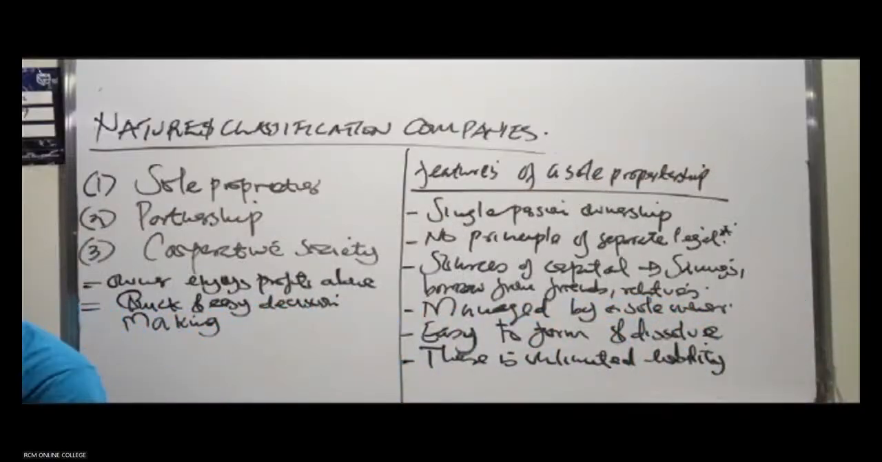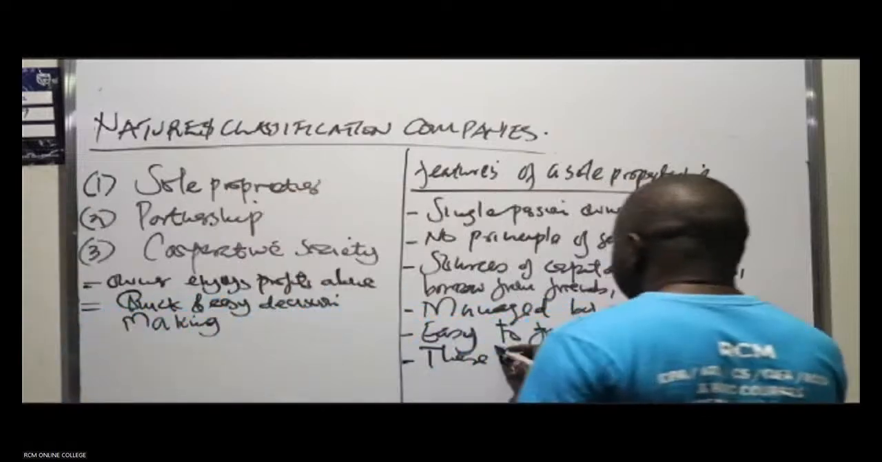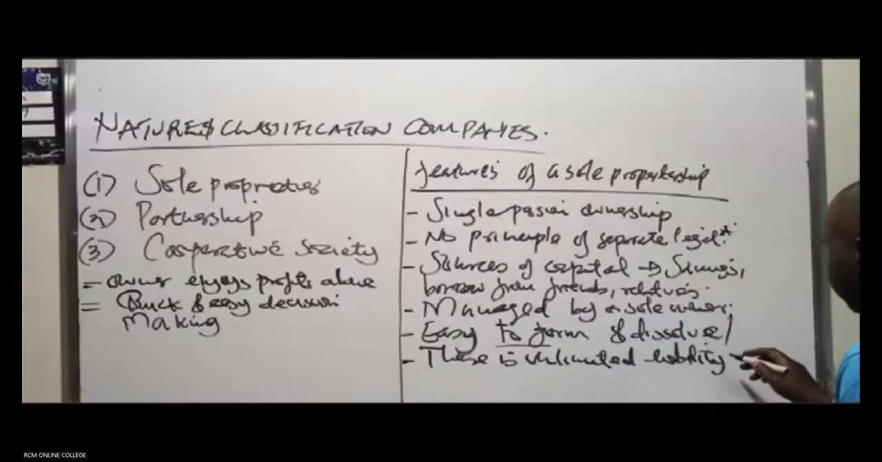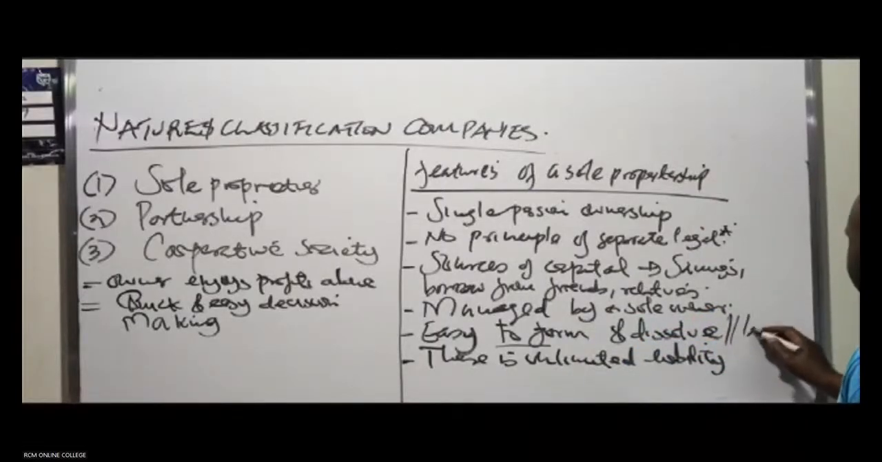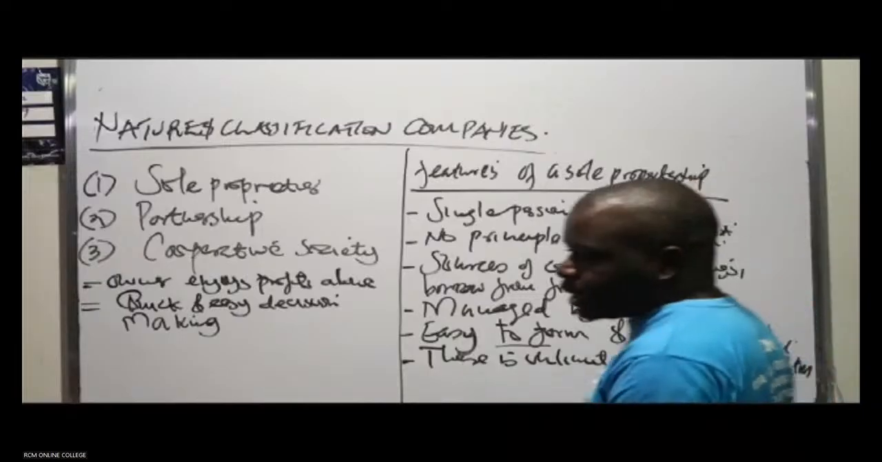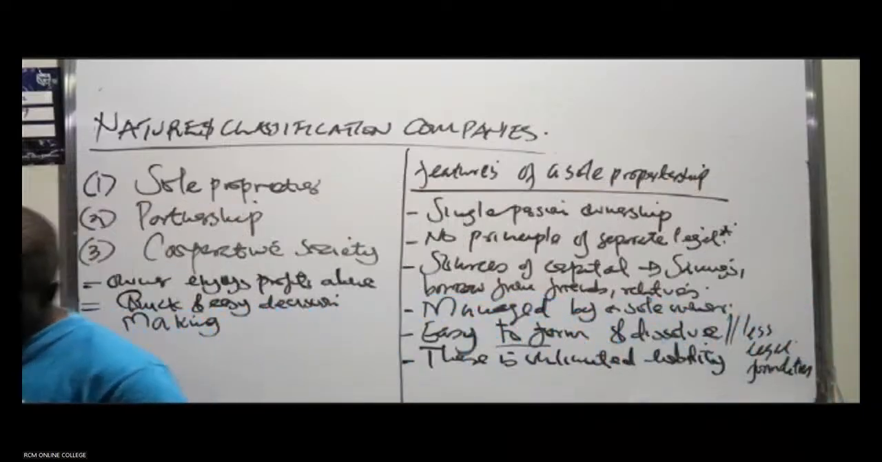What else can we say? Jasmine says less legal formalities. Maybe you can relate this to the earlier point. So yes, we can also frame this point as less legal formalities when having to form. Less legal formalities, we can indicate here. That is very correct.